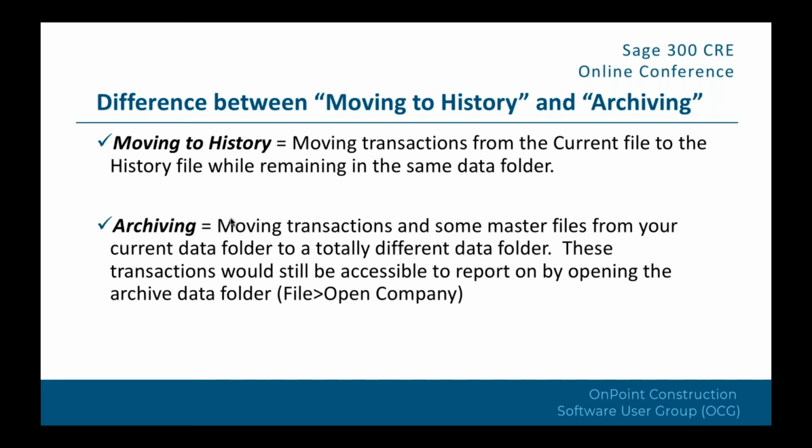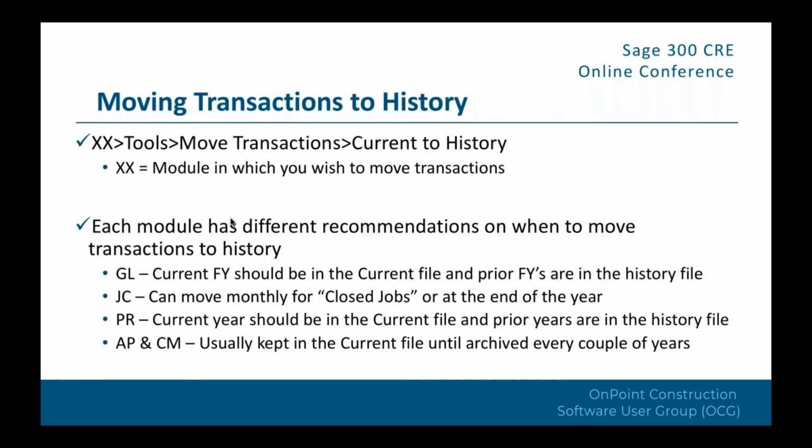And to go over to the archive data folder, it's just like switching companies. You go to File, Open Company, and choose your archive. So in the moving transactions to history, you're usually in the application, you go to Tools, Move Transactions, Current to History. And the XX is the module initials, like AP, JC, AR.